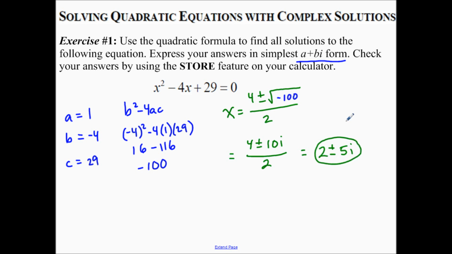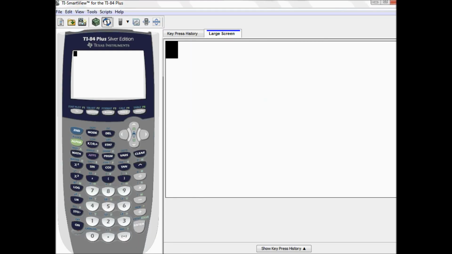And it says check using your calculator. So if you happen to have access to a graphing calculator, let's check it. So I'm going to store the answer by typing in 2 plus 5i. Now you could have done 2 minus 5i. You remember how imaginary solutions, complex solutions, always come in conjugate pairs. So if I check 2 plus 5i, that pretty much guarantees 2 minus 5i is going to work as well.